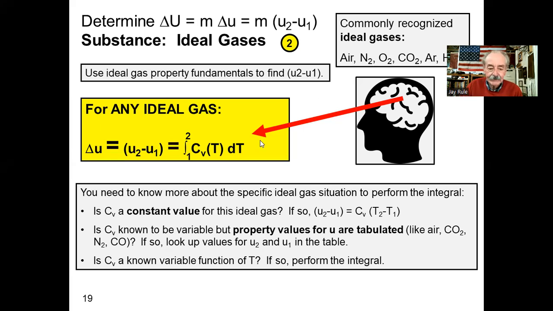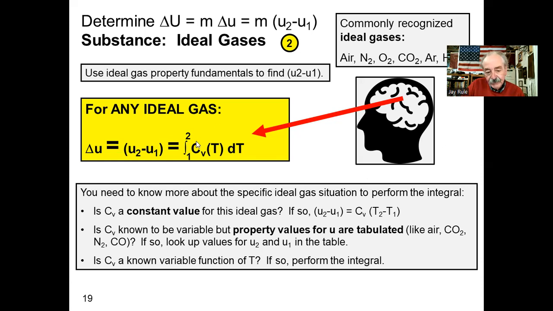The neat thing about ideal gases is that in many cases, we have a fundamental relationship for any ideal gas. For any ideal gas, delta u, which is u sub 2 minus u sub 1, equals the integral from 1 to 2 of c_v dT, where c_v is the specific heat. Now, you need to know some more details about the nature of your ideal gas in the problem. I'm going to address these one by one.